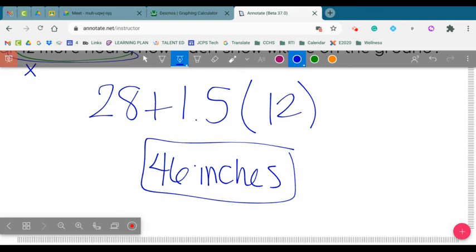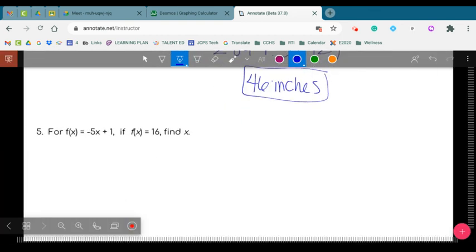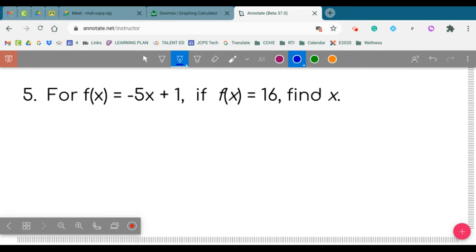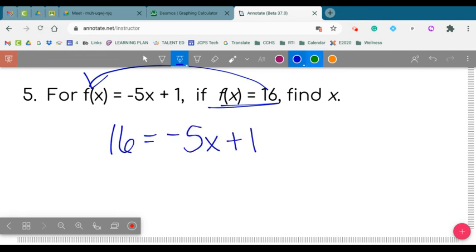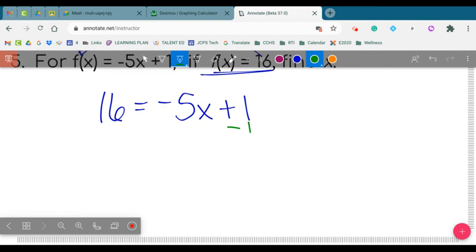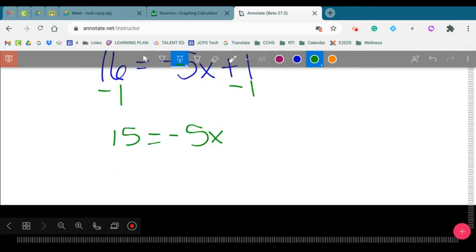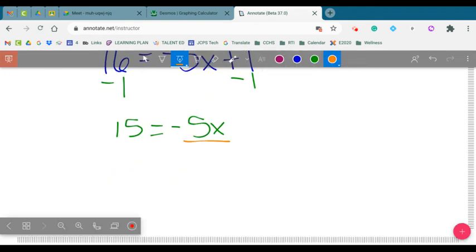Okay. Last problem. This one's just a review. It says for f of x equals negative 5x plus 1, if f of x equals 16, find x. So we're going to have 16 equals negative 5x plus 1. Remember, we want to move our constant first, and then we divide by negative 5. We're going to get x equals negative 3.